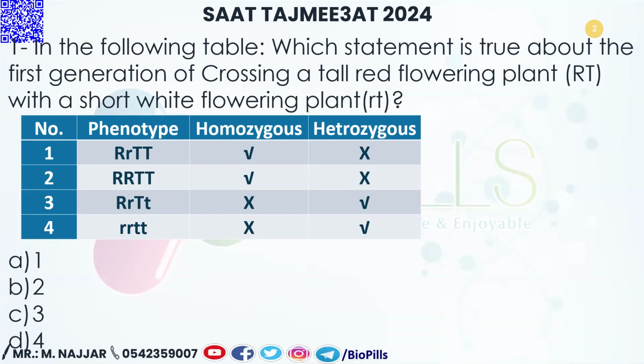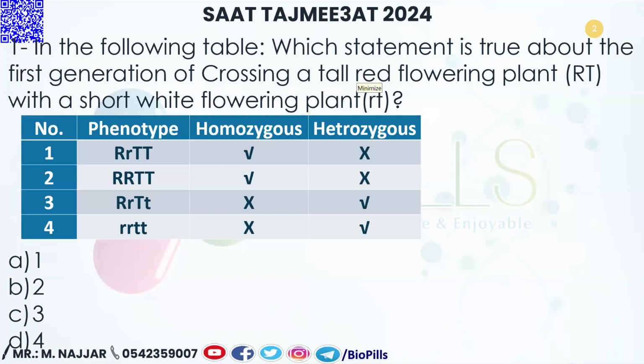Okay, question number one. In the following table, which statement is true about the first generation of crossing a tall red flowering plant, R capital T capital, with a short white flowering plant, R small T small? Many answers said T. One of the students, Lin, said D. What might be the answer and why? Al-Jawhara said C. Okay, let's find out.